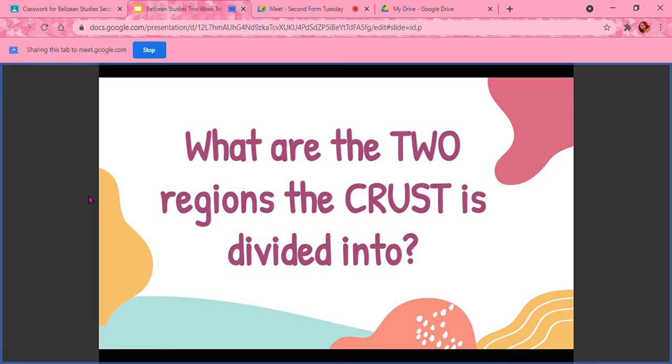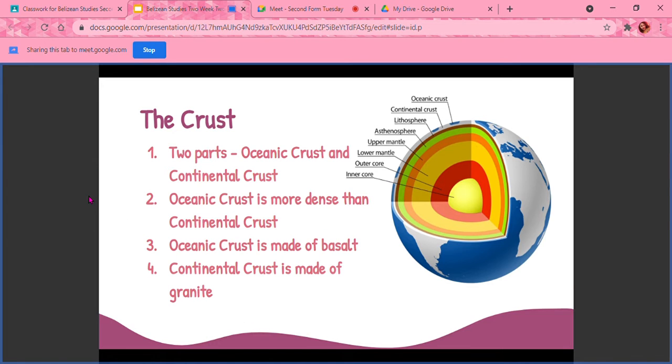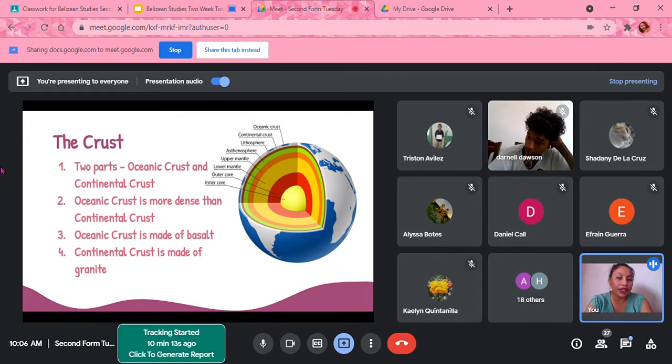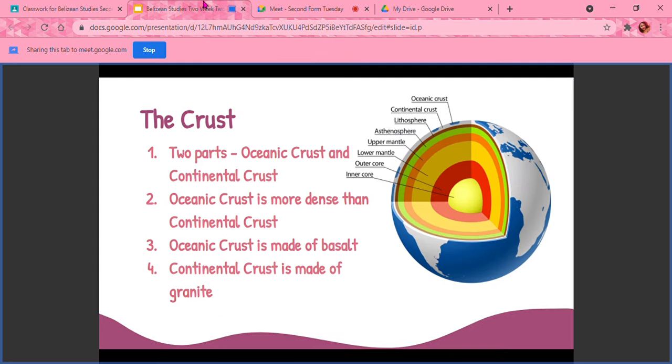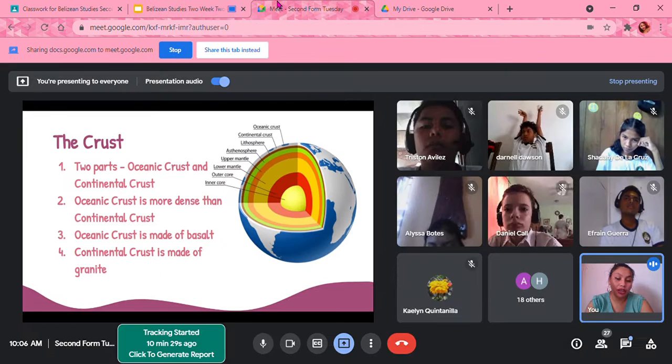The crust has two components basically. We have land where we are, and then we have the water component to it. So when we're referring to it in terms of geography, we refer to them as the oceanic crust and the continental crust. Continental crust, basically the land, and oceanic crust, basically the water component. The oceanic crust is more dense than the continental crust. The oceanic crust is made of basalt, and the continental crust is made of granite.